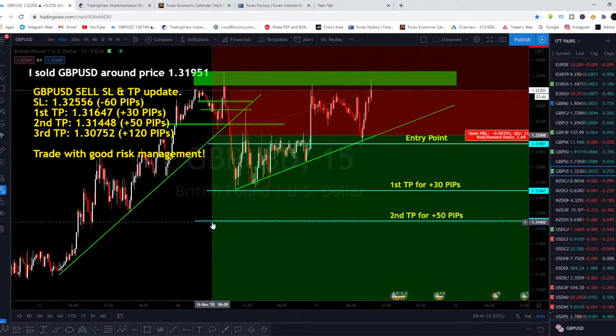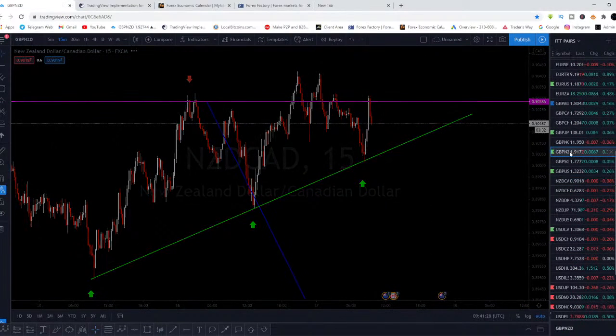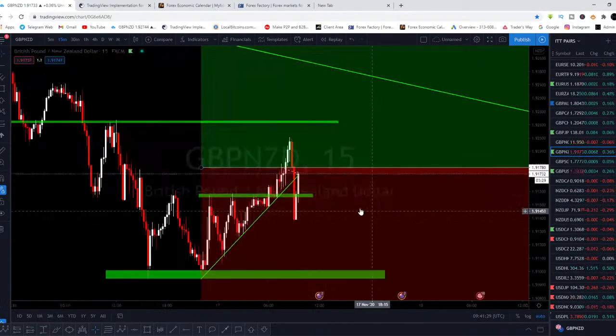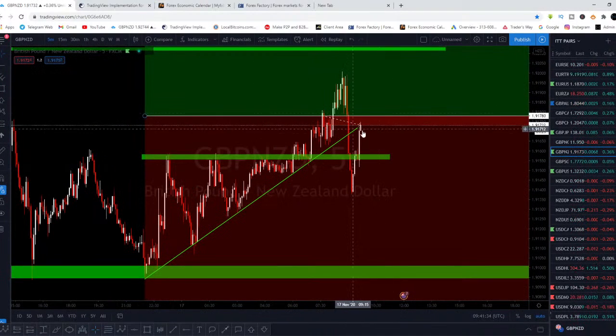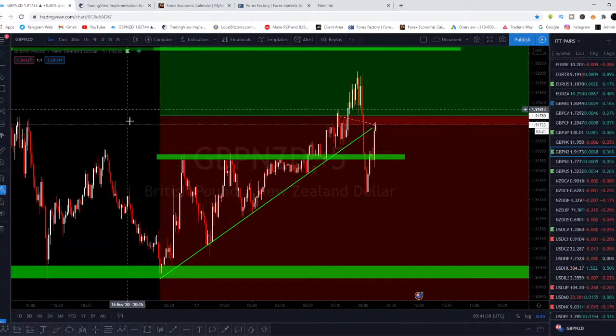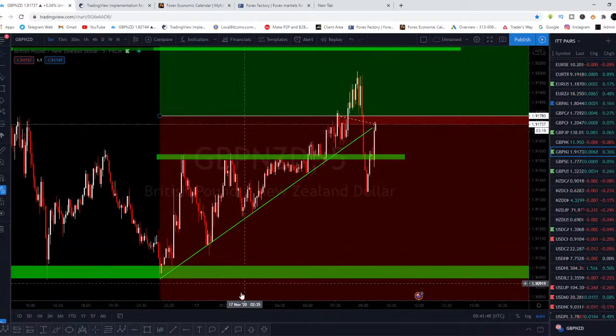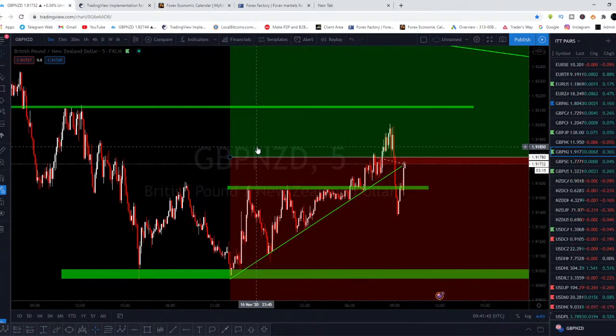Closing it with almost 30 pips, but let's see, it's rejecting this zone again. Let's just take a look at what's gonna happen. So NZD/CAD again is trying to come back down. All right, this one again is trying to get back into this zone, right? So we are going to buy it. So yeah, I'm closing GBP/USD with minus 30 pips.